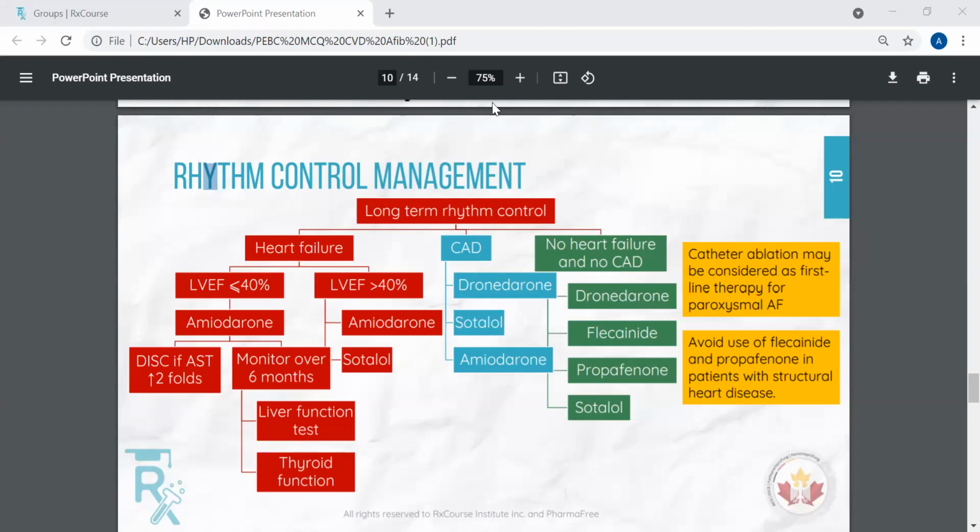Can I try the sotalol? No, if the ejection fraction is less than 40, I cannot. It's only amiodarone. So if the AST is doubled and I have to stop amiodarone, what else can I do? We'll go for cardioversion. Just to keep that in mind, cardioversion is a temporary solution. Okay, and it will not work in that case.